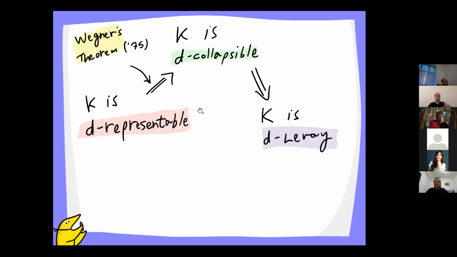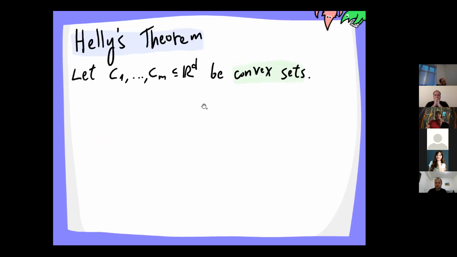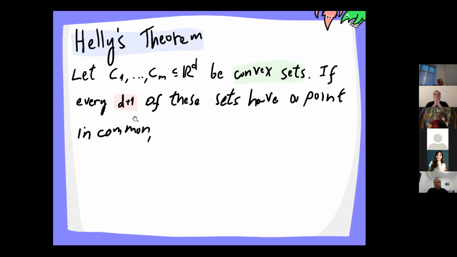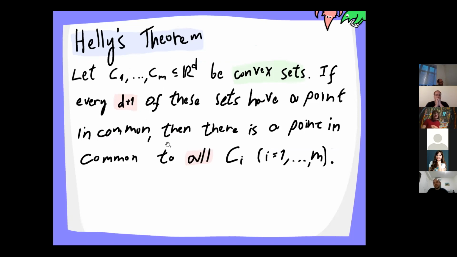So one such property of convex sets that generalizes nicely to this more general setting that we will talk about is Helly's theorem, which says the following. We have a family of convex sets in Rd, C1 up to Cm, and assume that any d plus one of these sets have a point in common. Then there must be a point in common to all of the sets, to all of the Ci.